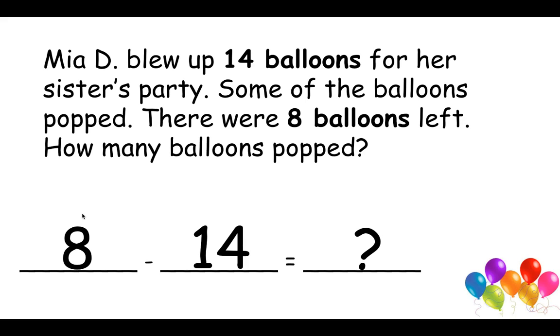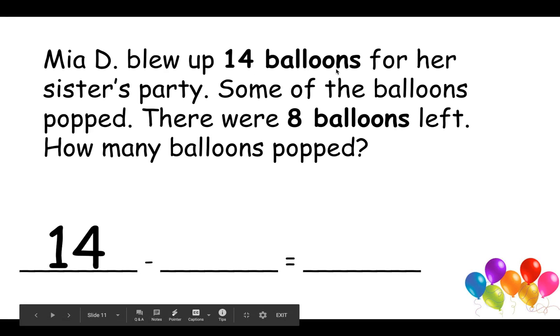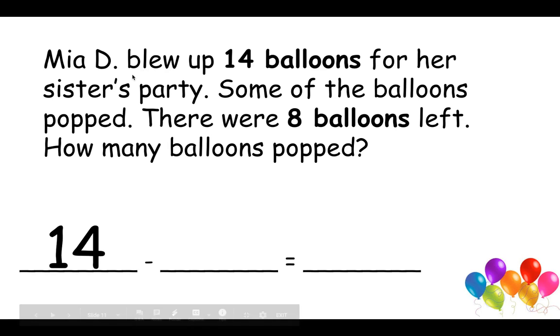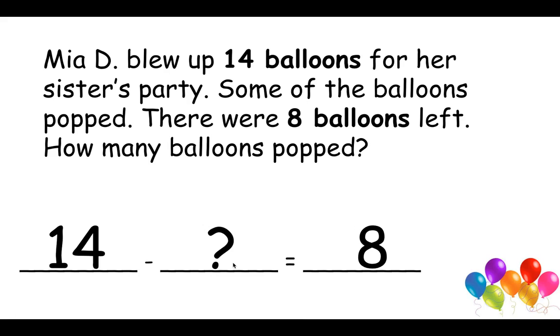When you write a number sentence for a word problem, you need to make sure that the order of the numbers makes sense. So this is how you would write this number sentence for this word problem. 14, as in the 14 balloons that Mia D blew up. Some of the balloons popped. So that's going to be this question mark. We're finding out this number. And there were 8 balloons left. So again, you're finding this number here.